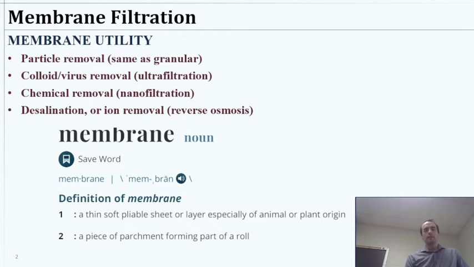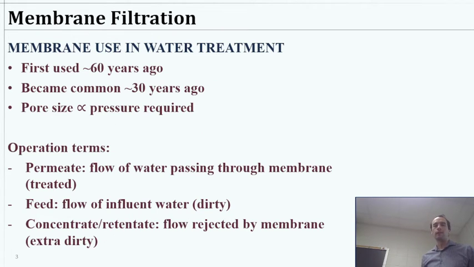It's at least analogous. So for most of the stuff, it's basically depending on how small our pores are, the spaces which water can flow through, that pore size is going to dictate what type of stuff we can remove, which is pretty obvious, right?